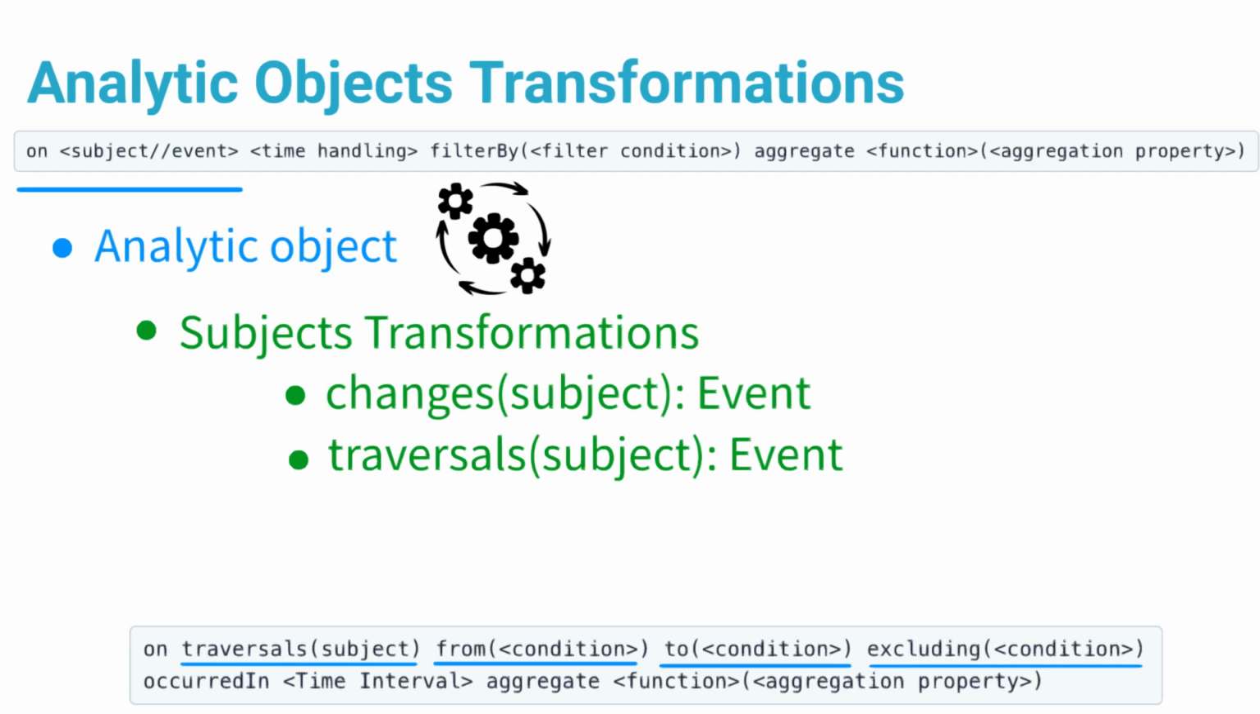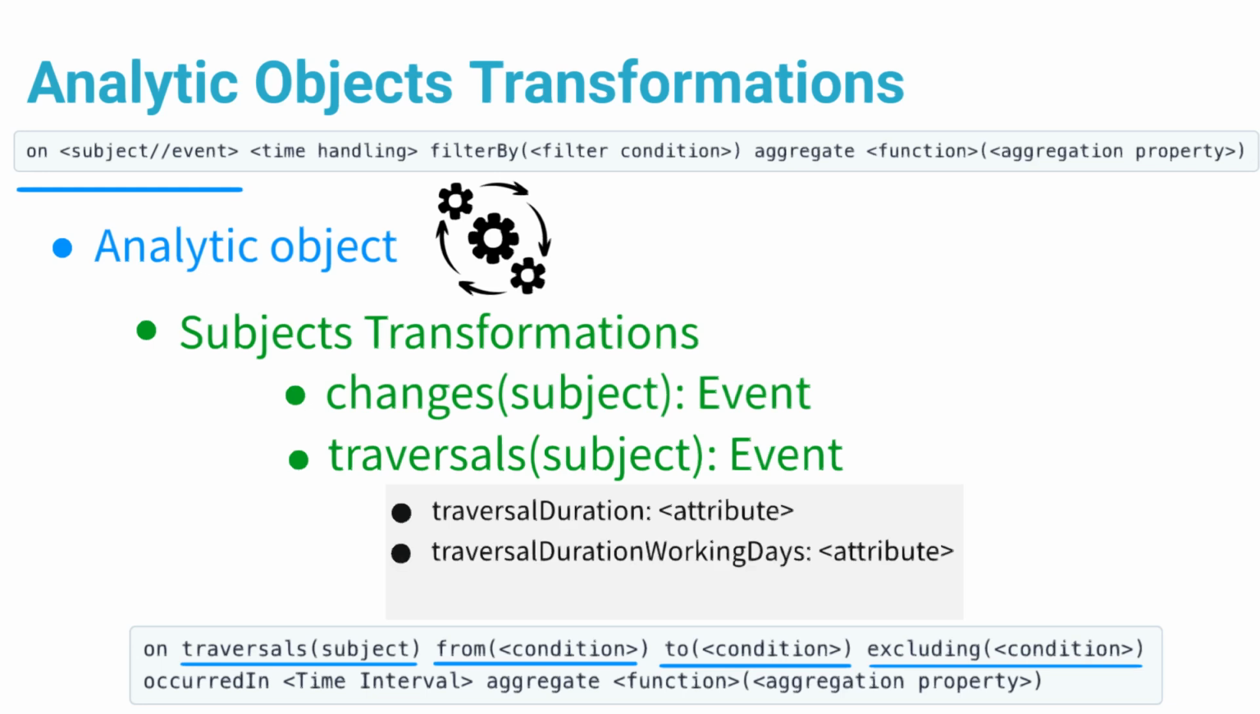Also, the traversals transformation provides access to specialized attributes that give us more insights into the transitions. Traversal duration captures the total time spent in a traversal in milliseconds. Traversal duration working days captures the number of working days spent in a traversal.